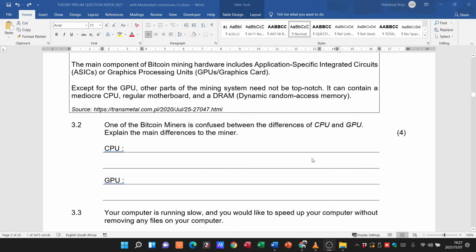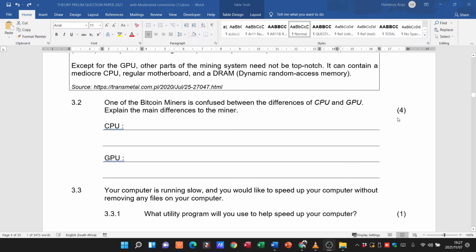Okay. So having said all of that, they ask us two questions over here. One of the Bitcoin miners is confused between the differences of CPU and GPU. Explain the main differences to the miner. Okay, 4 marks is our allocation. What are we saying? Well, number one, the CPU stands for Central Processing Unit, 1 mark. GPU stands for Graphical Processing Unit. That's your other mark. So already I've got 1 mark here and I've got 1 mark over here.